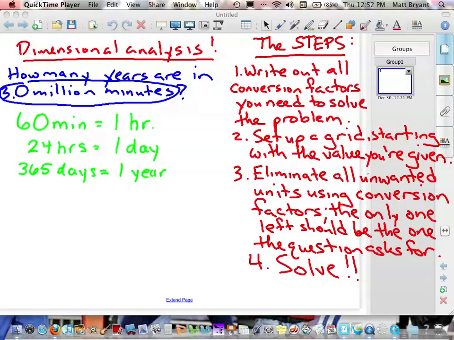All right. So now that we've set up all our conversion factors, you go back to step 2. It says set up a grid. And the grid we need to set up should start with the number that you know in the problem, 3.0 million minutes. So now we're going to write out the grid starting with 3.0 million minutes.